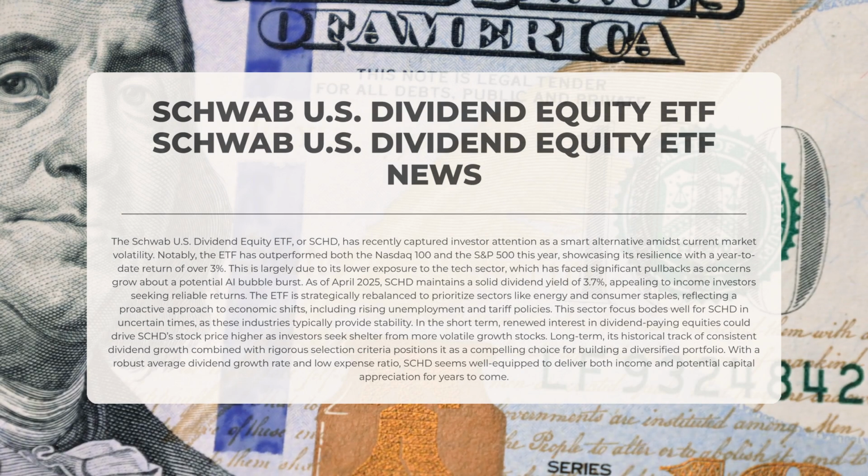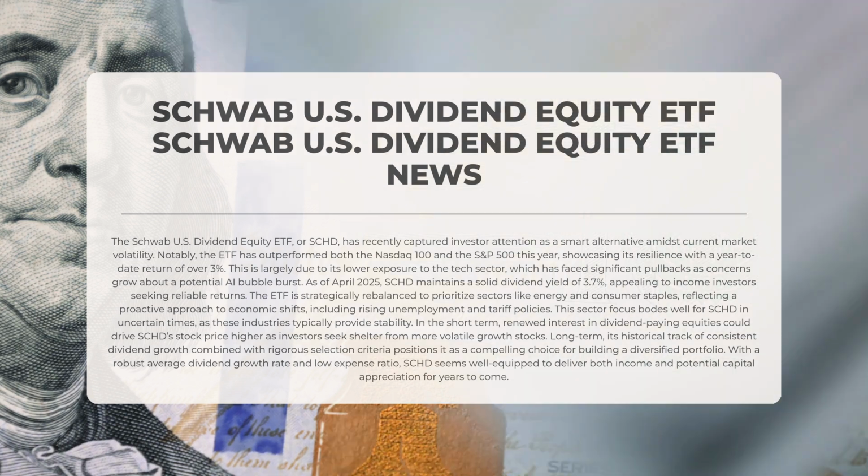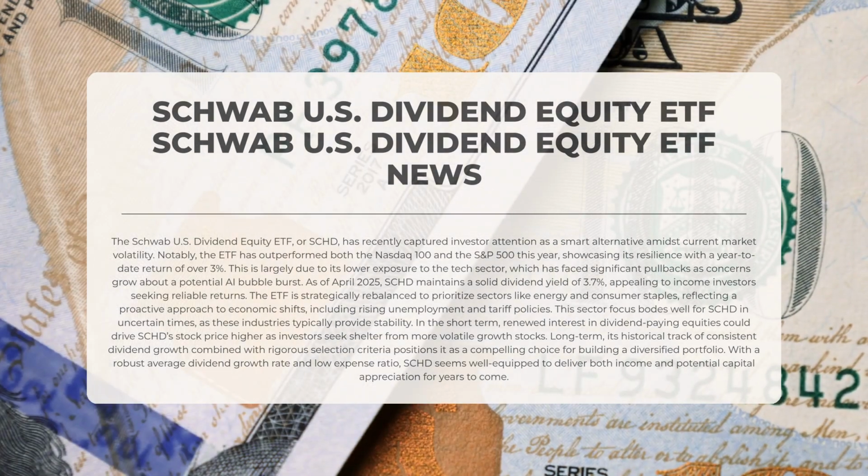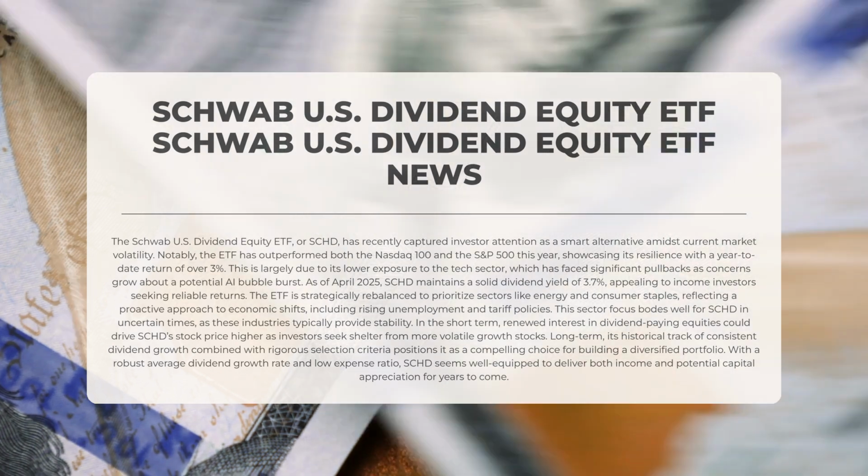As of April 2025, SCHD maintains a solid dividend yield of 3.7%, appealing to income investors seeking reliable returns. The ETF is strategically rebalanced to prioritize sectors like energy and consumer staples, reflecting a proactive approach to economic shifts, including rising unemployment and tariff policies. This sector focus bodes well for SCHD in uncertain times, as these industries typically provide stability.